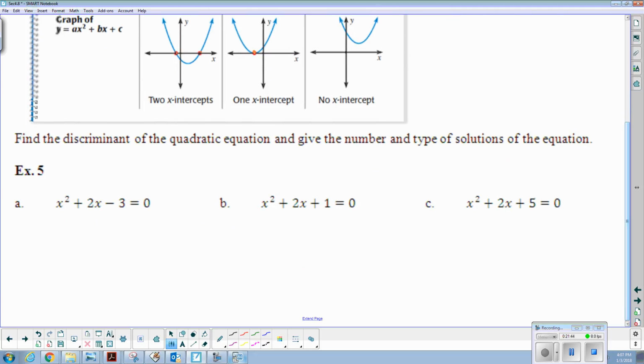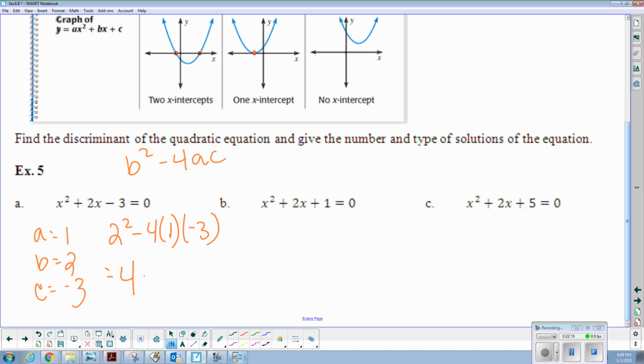So this next part is just finding the value of the discriminant. And again, you can use your calculator to check these answers. They're all already in standard form. So just double check your graphs. But the first one, again, you want to define your a, your b, and your c. And your discriminant is b squared minus 4ac. So for the first one, we've got 2 squared minus 4 times 1 times negative 3, which is 4 plus 12, which is 16.